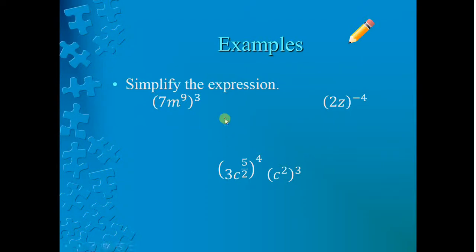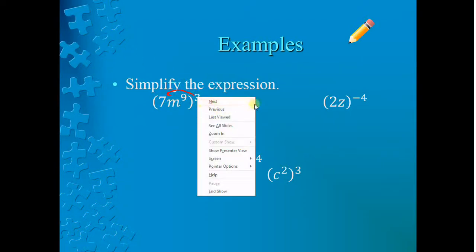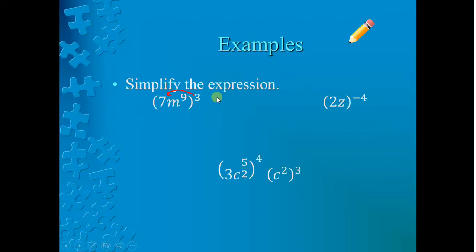So on this one, we are going to make sure that 3 goes to both. So I have 7 to the 3rd, m to the 9 times 3. Because that 9 and the 3 are going to multiply just like we were doing earlier in the video. So 7 to the 3rd, you're just going to leave it like that. And then we're going to have m to the 9 times 3. That is 27, right?